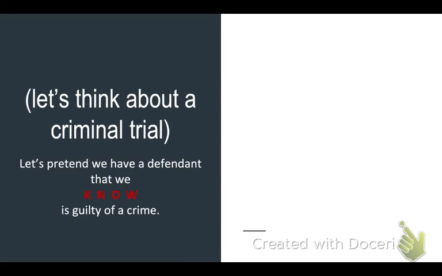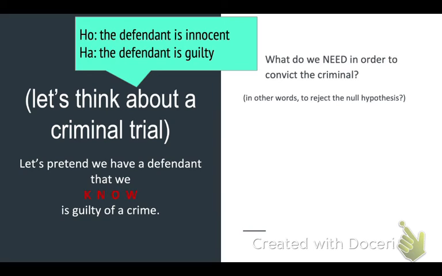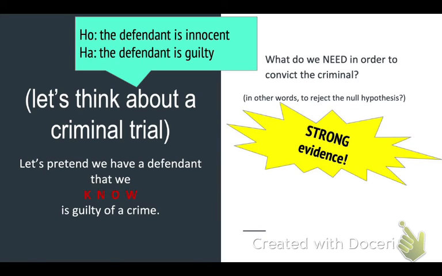So let's pretend we had a defendant that we know is guilty of a crime. So my null hypothesis is the defendant is innocent. My alternative is the defendant is guilty. What do we need in order to convict the criminal, in other words, to reject the null hypothesis? We need strong evidence, right?